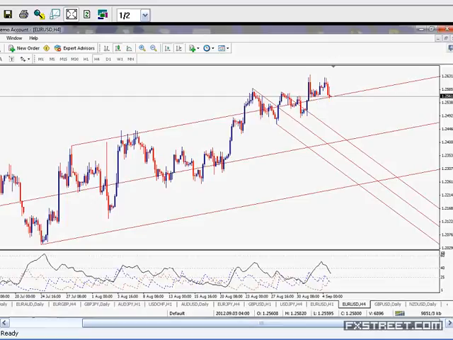But anyway, that's the idea of how to set the trend line. We are going to discuss how to trade it in a few minutes. That's the idea of how to set the trend line in this particular case for this 4-hour euro-dollar chart.